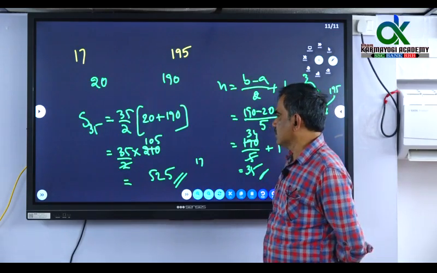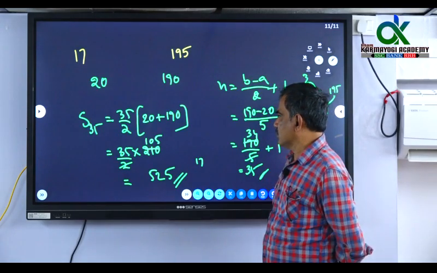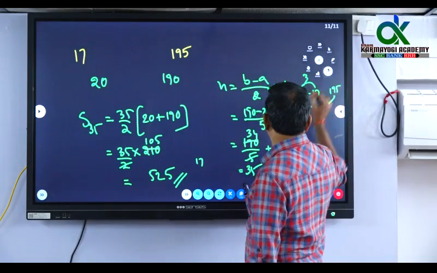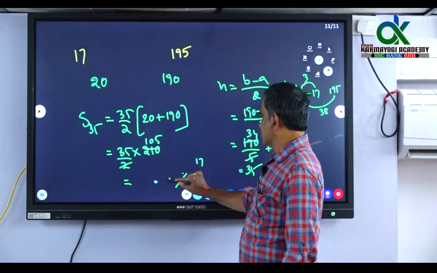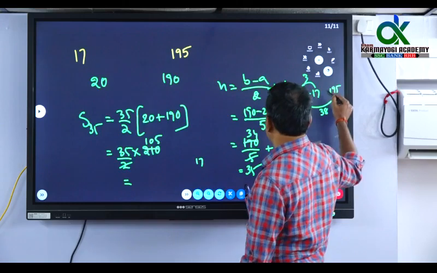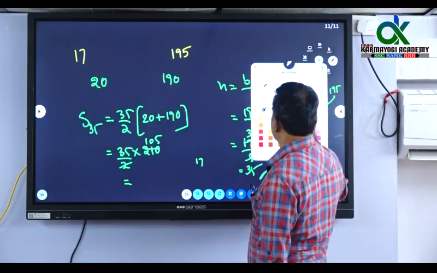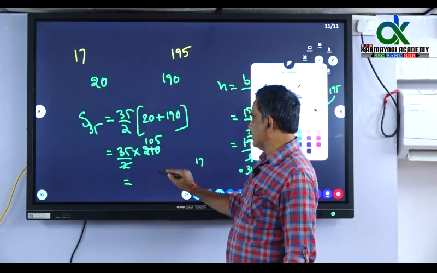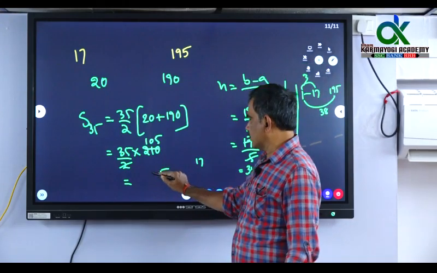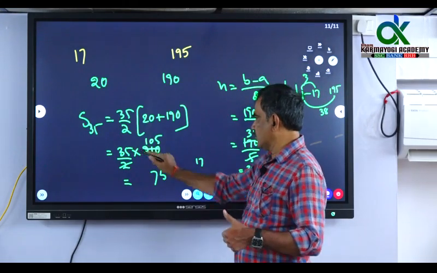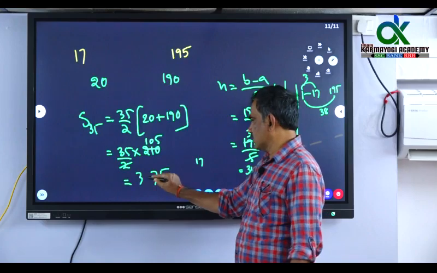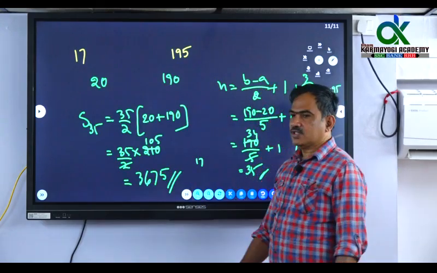Correct? I think it is wrong. Just a minute. 105 into 35. 35 5s are 175. You have to write the 5 and 7 also, because only 0 and 1 are there. 35 1s are 35 plus 1, 36. 3675 is the correct answer.